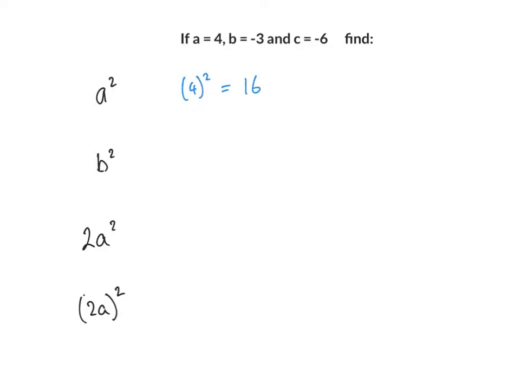The second one, we've got b squared, so I'm going to take whatever b is and write it down, minus 3, and square it. Here we just need to be careful, because minus 3 squared means we've got minus 3 and we multiply it by minus 3. A negative times a negative is positive, and 3 times 3 is 9. Actually, whenever we square a number, we always get a positive answer, because a positive times a positive is positive, and a negative times a negative gives you a positive.